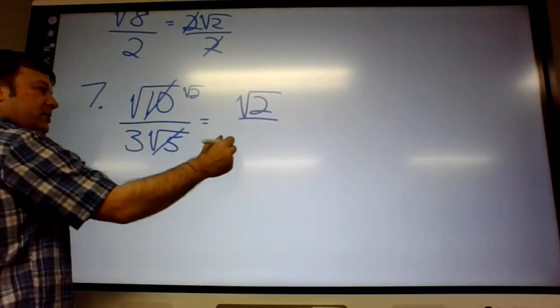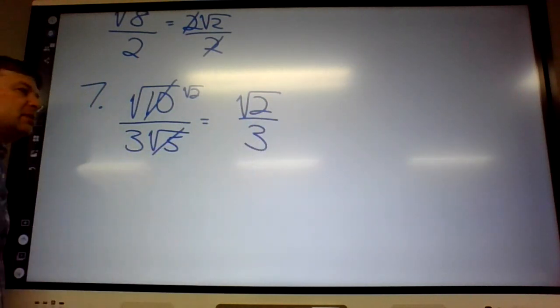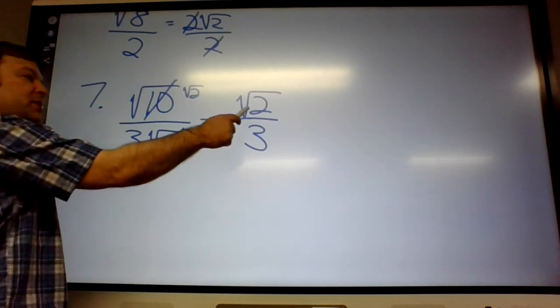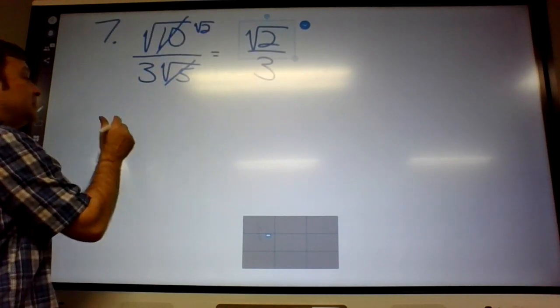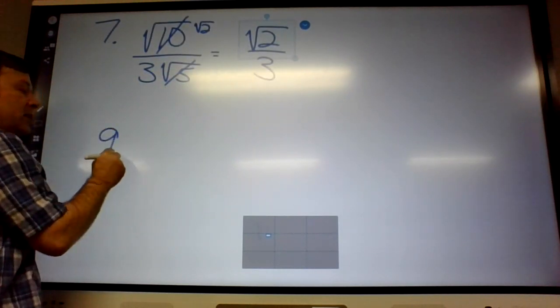The 3, we didn't really do anything with the 3. And can we do anything to that? No. The square root of 2 does not simplify. It's done. They don't divide. Number 9.